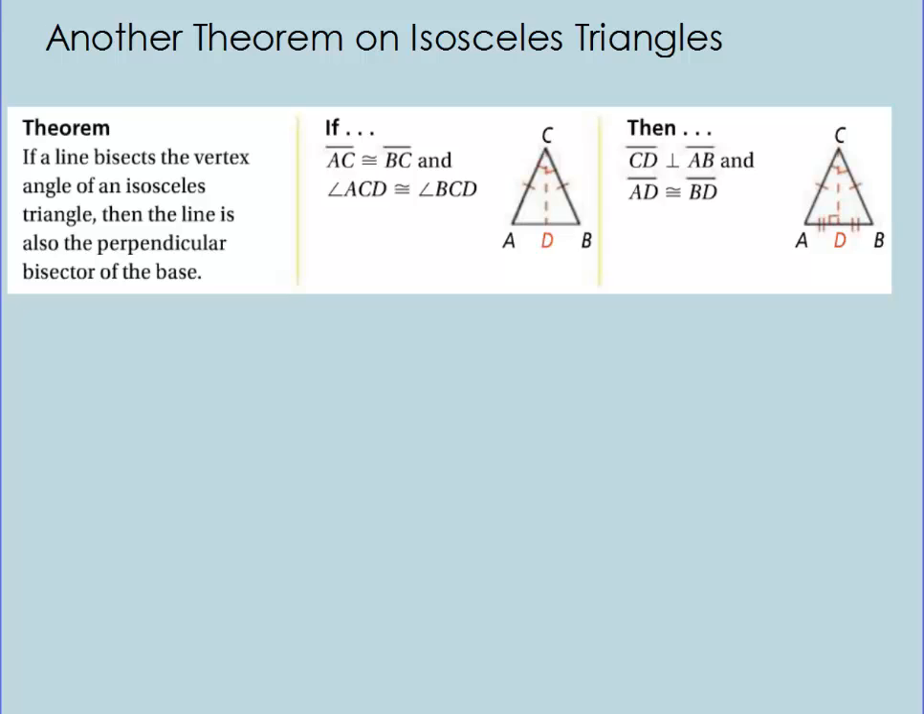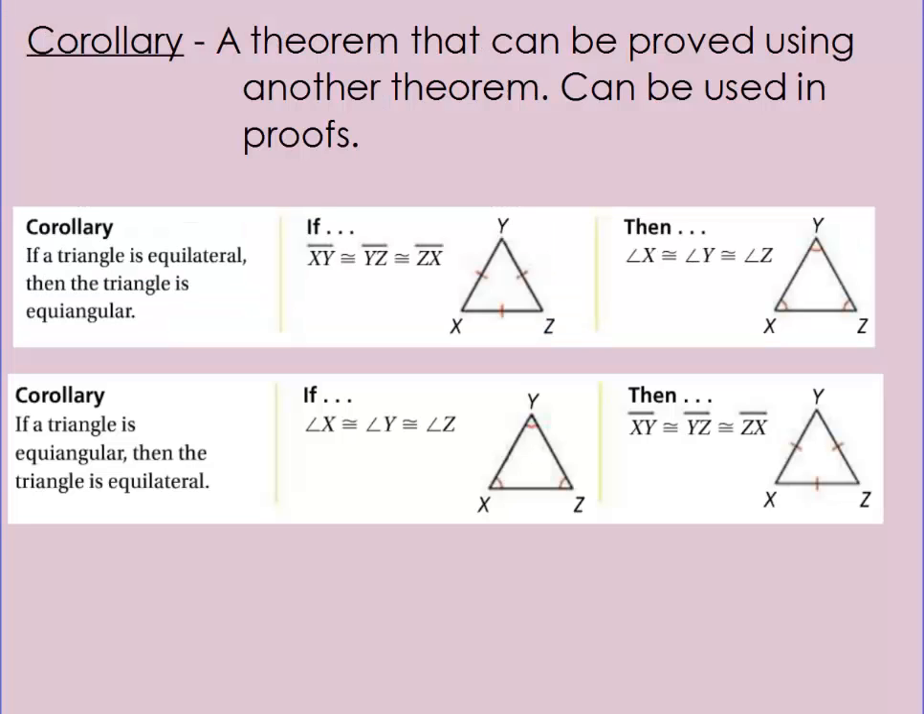Another theorem with isosceles triangles. If you have a line that bisects from the vertex of an isosceles triangle, that line is going to be perpendicular to the base. So basically, this line right here and this D is going to form two right angles. That's going to be perpendicular, and it's also going to bisect this base. So this segment AD right here is congruent to segment BD. And we can use this information for proving other theorems. So a good thing to know.